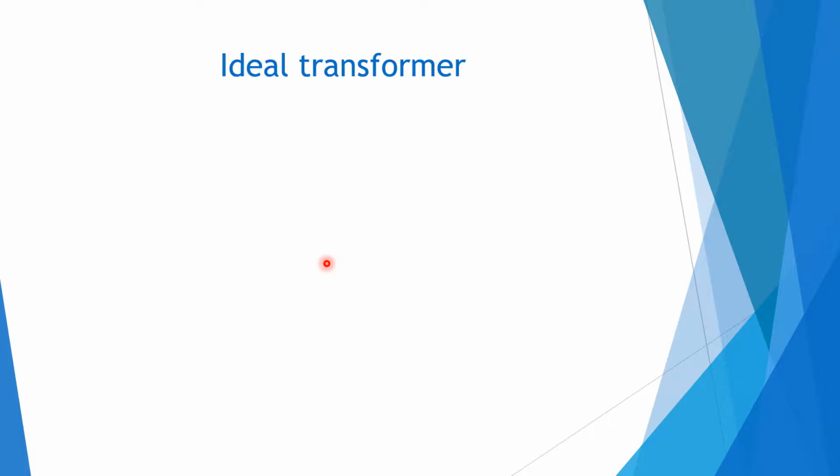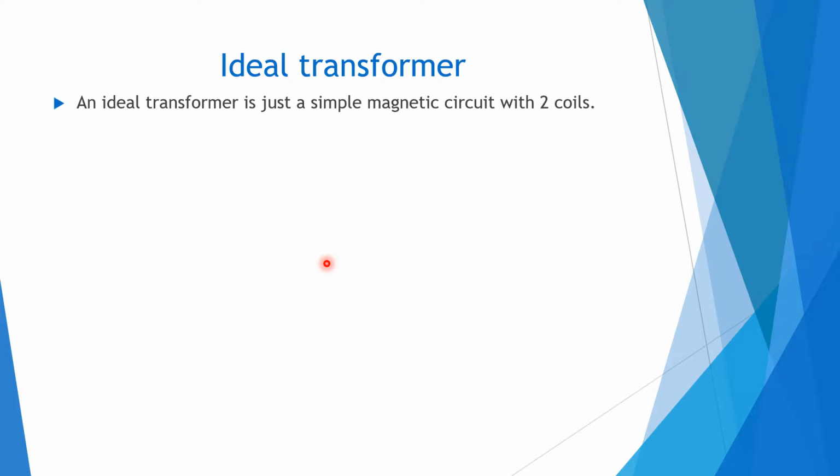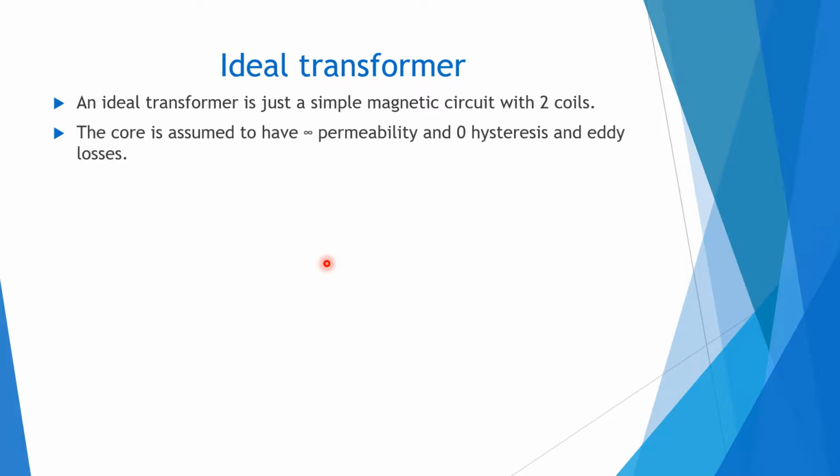So we'll first talk about an ideal transformer. Ideal means that technically it doesn't exist in real life, and you can imagine that it would be very simple to handle, and it will form the basis for a real transformer. So basically, an ideal transformer is simply a magnetic circuit, and it has two coils. That's it. Now, here are some assumptions that we take while we are talking about an ideal transformer.